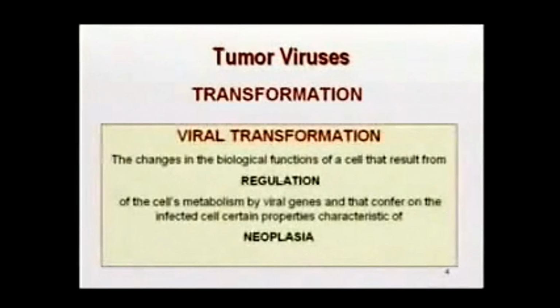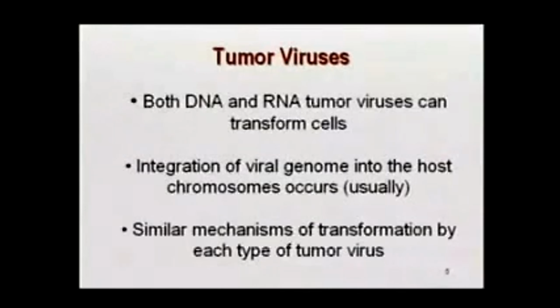So then we can define what viral transformation is. It's the changes in the biological functions of a cell that result from the regulation of the cell's metabolism by viral genes and confer upon the host cell the properties of neoplasia. Both RNA and DNA tumor viruses can do this. Very often, the genome of the virus gets integrated into host cell chromosomes, usually randomly. And although the biology of RNA viruses and DNA viruses are somewhat different, the way in which they cause transformation of the cell can often be very, very similar.